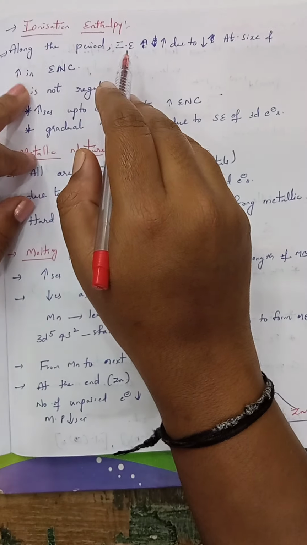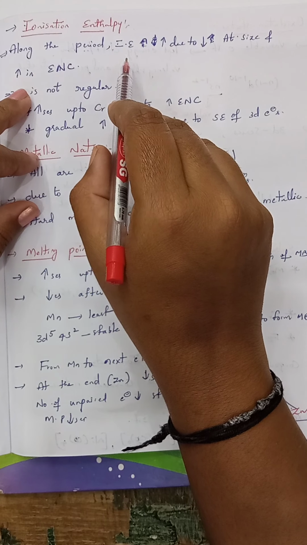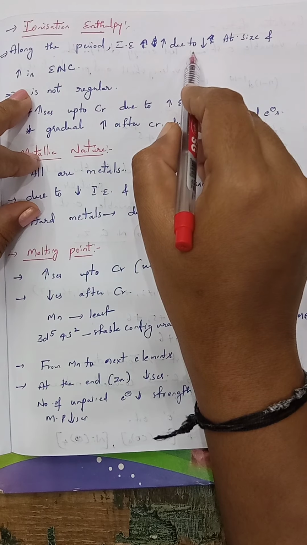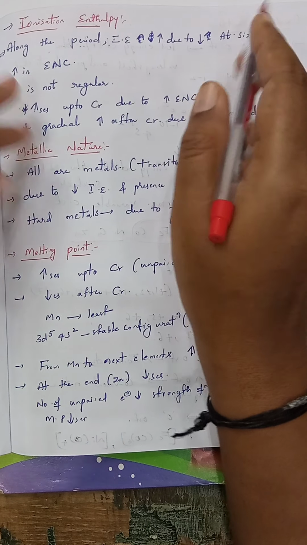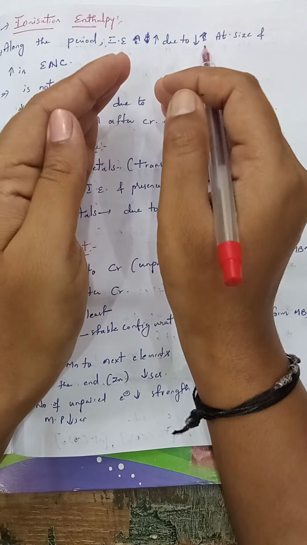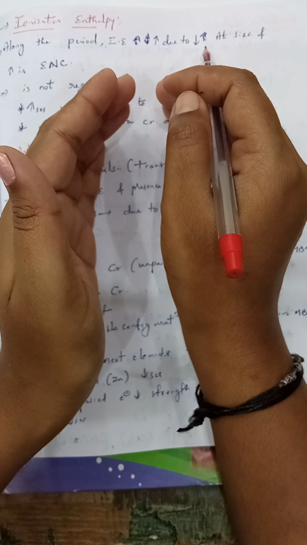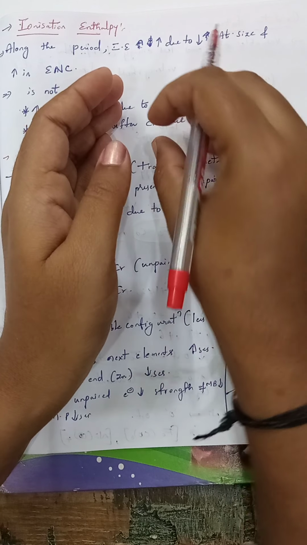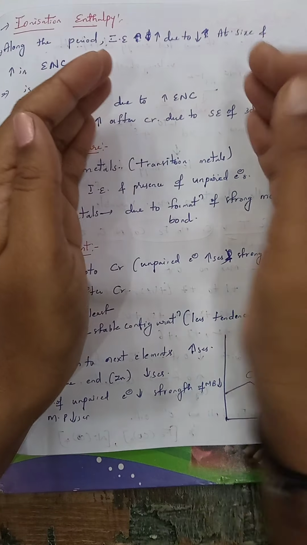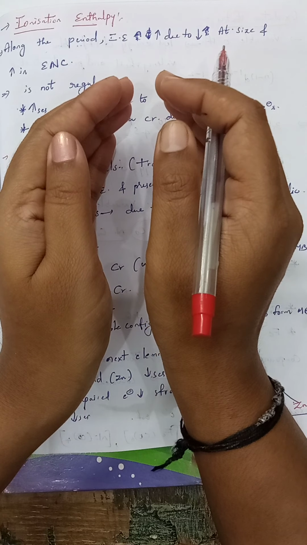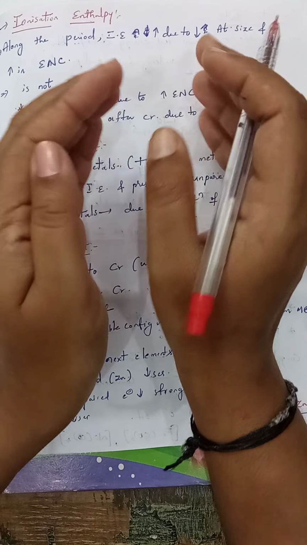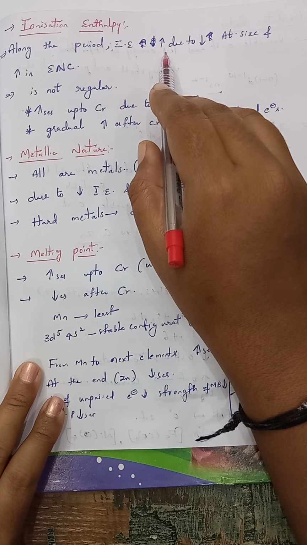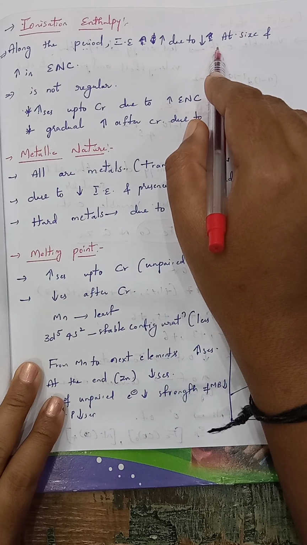Remember, I am telling this only for the d block elements. Along the period, ionization enthalpy increases. This is due to decrease in the atomic size. Whenever size decreases, the attraction between the last electron and the nucleus increases. We have to overcome this attractive force to remove the last electron. If size is very small, attractive forces are more, so it requires more energy to remove the electron. Thereby, ionization enthalpy increases due to decrease in the atomic size.